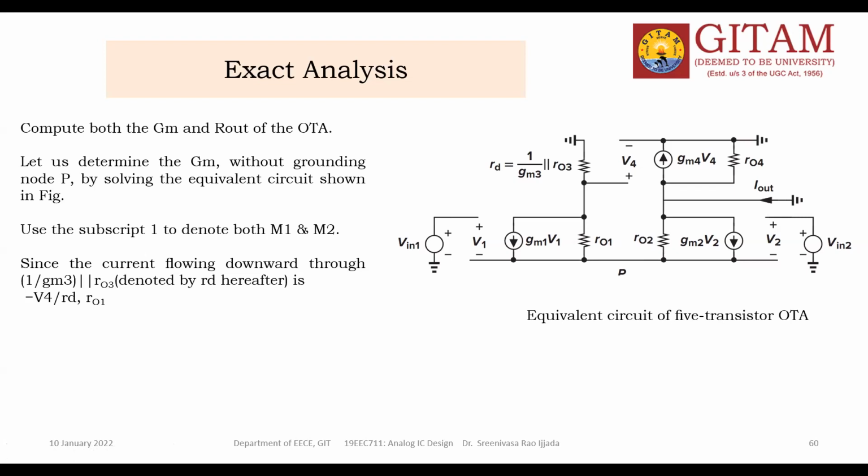Use the subscript 1 to denote both M1 and M2. So generally, instead of 1 and 2, take 1, it is fine. So GM2, you can write GM1, no problem. Since the current flowing downward through 1 by GM3, GM3 is parallel with R03, denoted by RD hereafter, the current flowing this side is minus V4 by RD. What is RD? Already I told you. So RD, comma, R01.